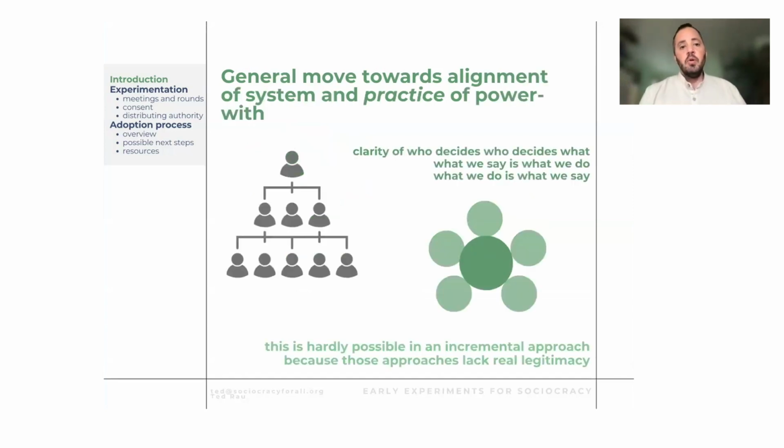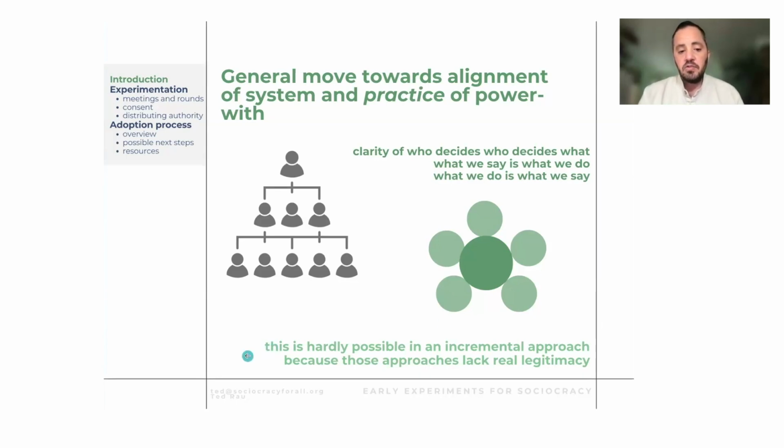And also, what we want is a system where all the different parts of the system are set up to give us power with. That has to do with clarity, who decides what. What we say is what we do, and what we do is what we say. So that has to do with decision making. It has to do with honesty about our system, clarity on where the system comes from and who can change it, and so on. And you might notice this is really important to me because I see it so much.